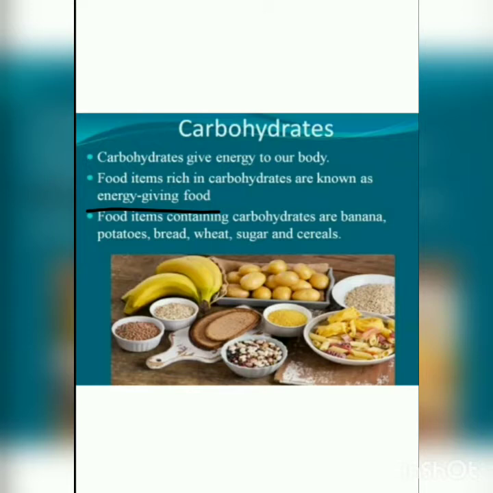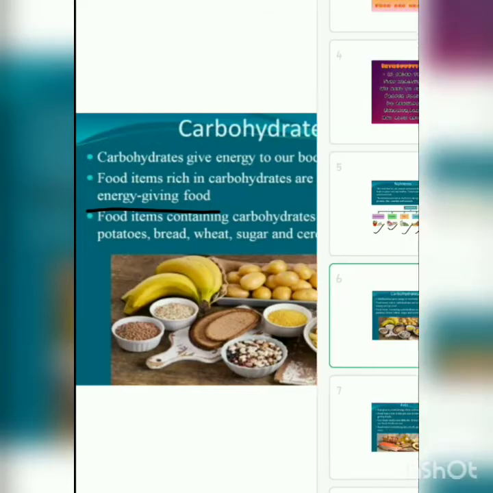It gives us energy to work. So the food items which are rich in carbohydrates are known as energy giving food. So what are the food items that contain carbohydrates? They are banana, potatoes, bread, wheat, sugar, and cereals. In these food items you can find carbohydrates, and they are the richest source of carbohydrates. Right. So carbohydrates are basically energy giving foods which give energy to our body.